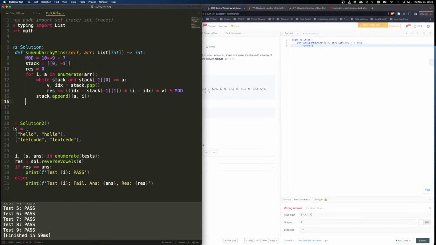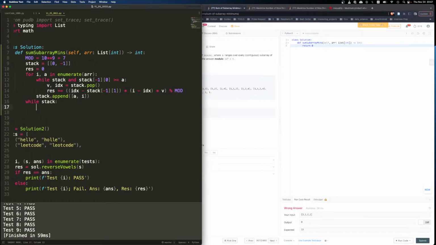Okay, so once we're done, then we're gonna go from back to front, right? We're just gonna pop, and each time we pop, we say while stack, v, index equals stack.pop. But we cannot pop the first one.